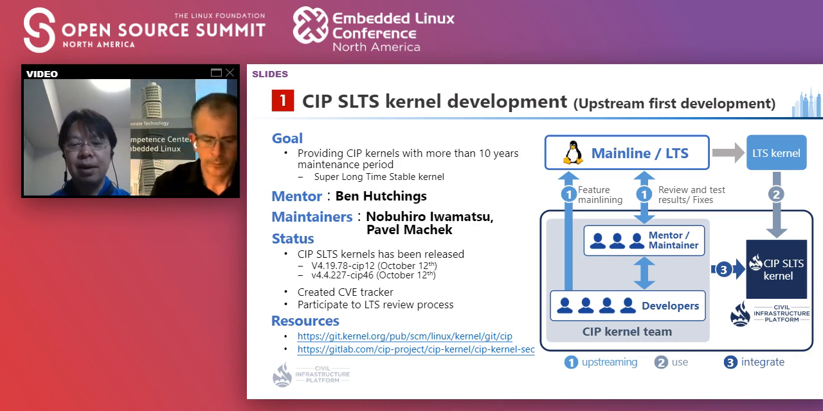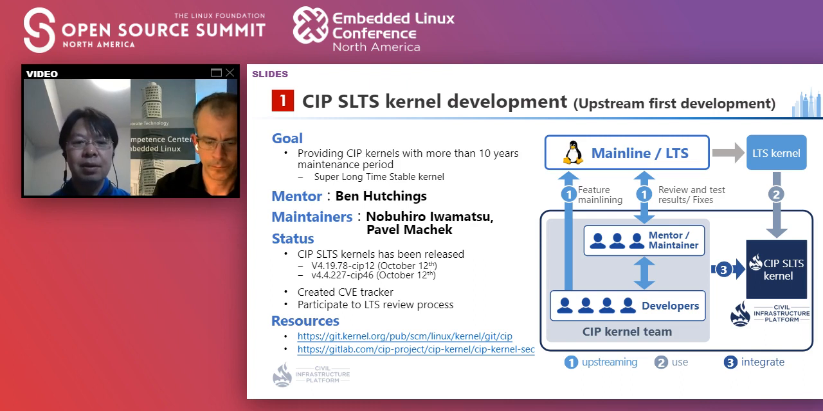Under the mentor and maintainers, we have a couple of developers to maintain and review the CIP kernel and patches. We work with the upstream kernel, so our upstream is mainline and also the stable releases. Currently there are six stable releases when you see the kernel.org site, and we picked two kernel versions for super long-term support. The first is version 4.19, where we currently maintain the latest versions, and 4.4 is our first CIP super long-term support kernel.